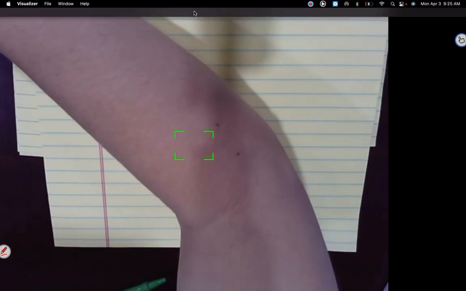I'm fixing it. There it goes. Hold on, I gotta zoom in. There it goes. Okay. Number 22.